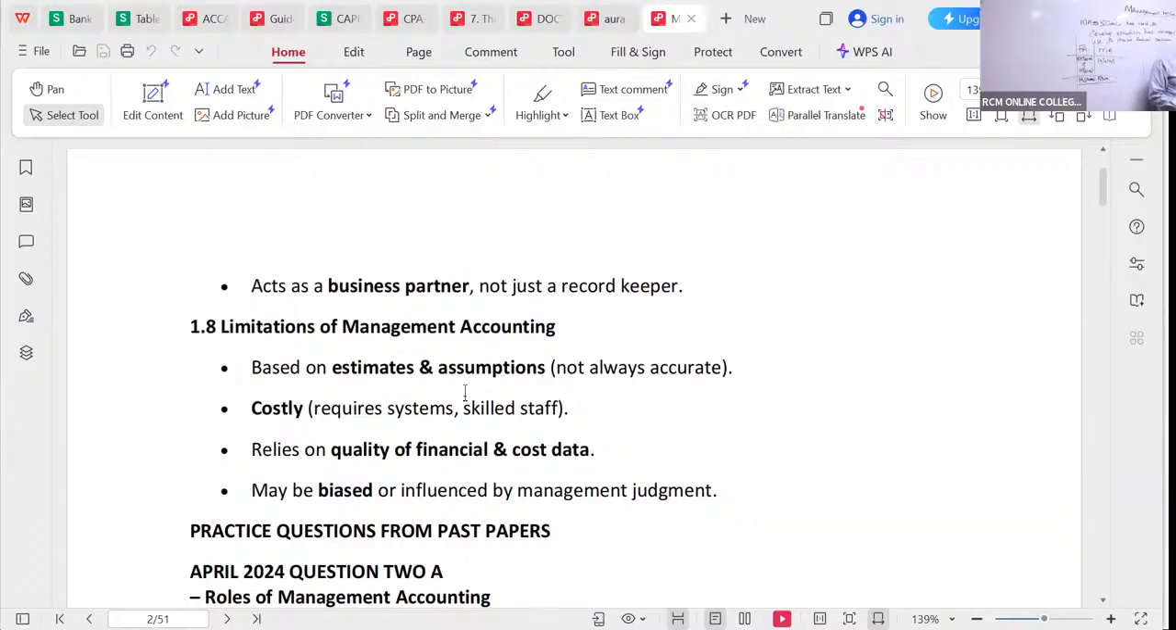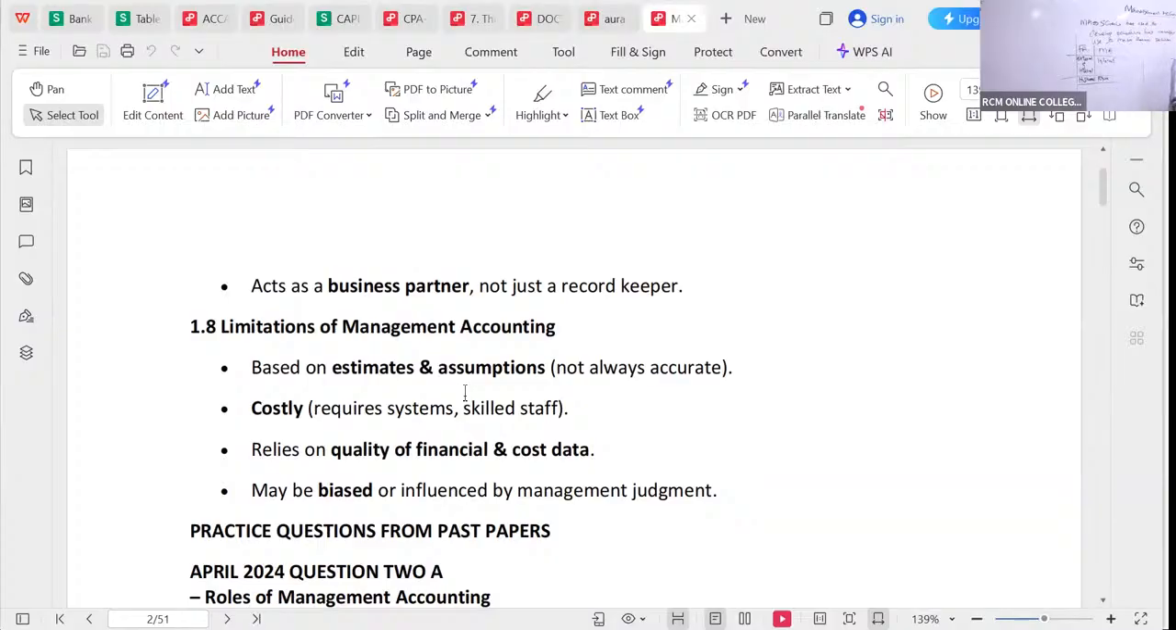It may be biased or influenced by management judgment. This particular management accountant at times could be forced because of conflict of interest. So you'll get some directors who will come and tell you, hey, don't support that particular option. Say that option is bad. So we're saying that this subject of ours can lead to some biased decisions because of lack of independence of the management accountant.